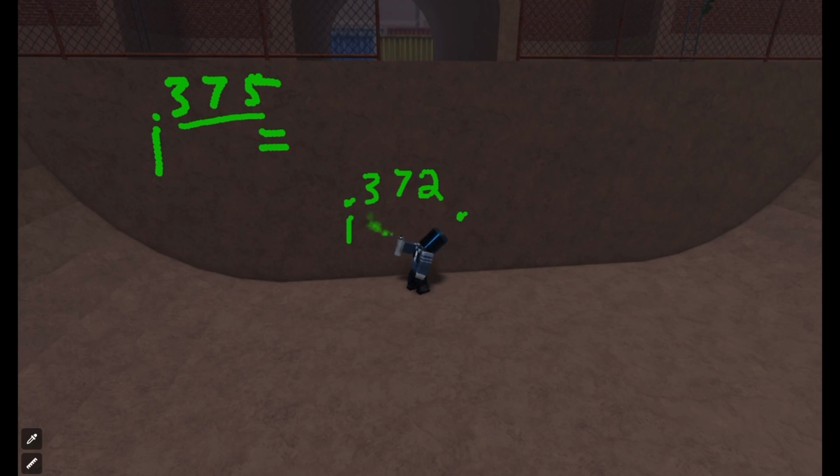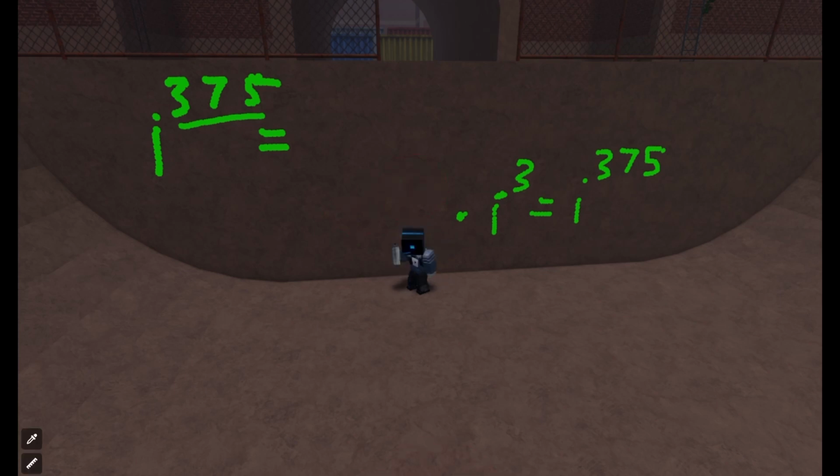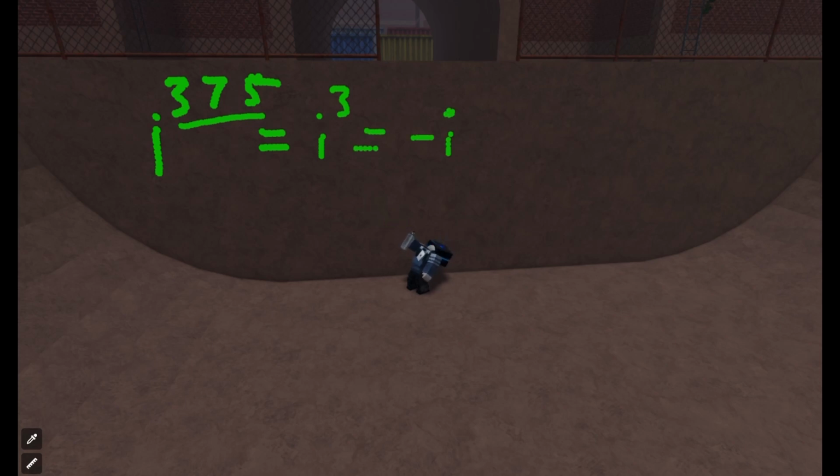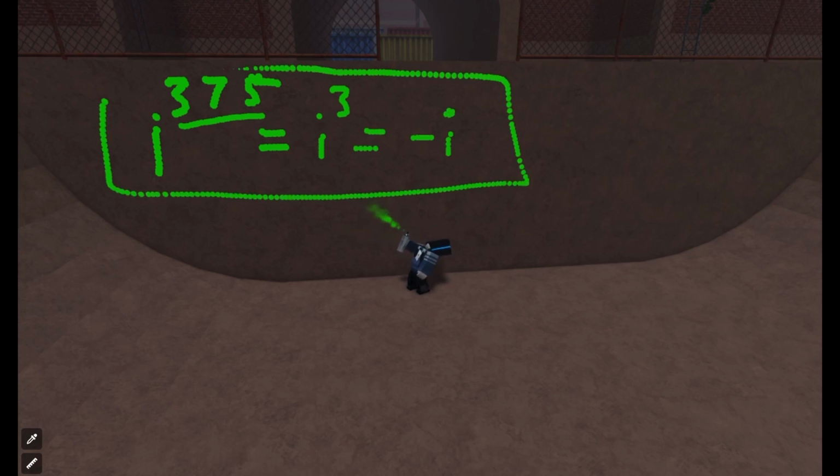So notice, if I just multiply this whole thing by i to the third power, this is just equal to i to the 375. And this is the case because 372 plus 3 is equal to 375. And then what do we know about this? We know that i to the 372 is just equal to i to the fourth power because it's divisible by 4. And that's just equal to 1. So we have 1 times i to the third power is equal to i to the 375. So in other words, this is equal to i to the third, which is equal to minus i. So that's how you can do that problem even if you don't have a calculator on hand.